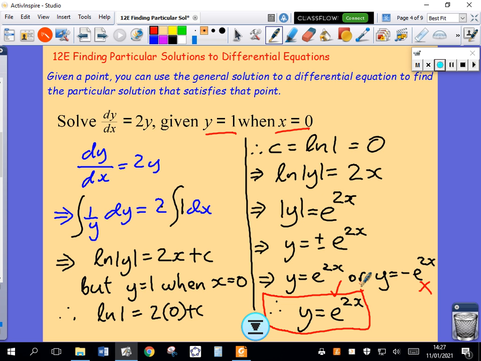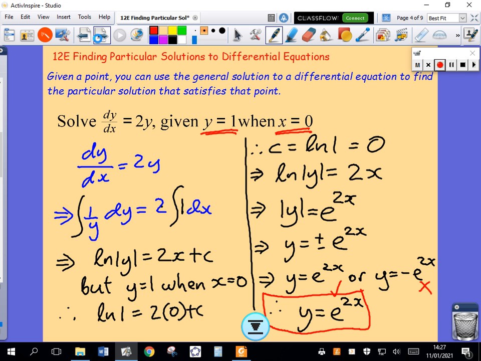Note, I got two values for y. Y could be e to the power of 2x, or y could be equal to negative e to the power of 2x. But only one of those solutions worked for the conditions given on the variable. So if I get two answers, I've got to check them both. And that'll often happen because of this absolute value sign. Okay, so the particular solution in this case is y is equal to e to the power of 2x.